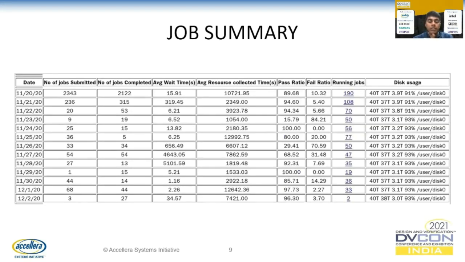So the next feature is the job summary. A detailed report of the number of jobs launched each day is recorded and reflected in the job summary. It encapsulates the number of passes, fails, and running jobs on each given day. And most importantly, it shows the average wait time and the resource acquisition time. This will tell us if there was a license crunch on a particular day or not.